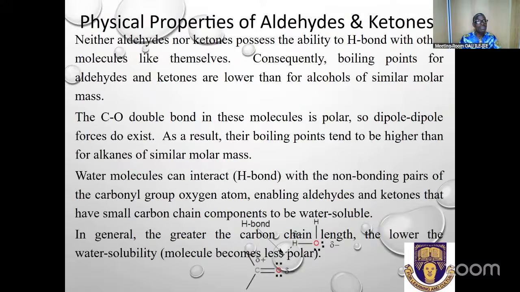Now, before I round up, let's look at physical properties. Tomorrow we look at chemical properties or reactions of carbonyl compounds, but today let's quickly go through the physical properties.